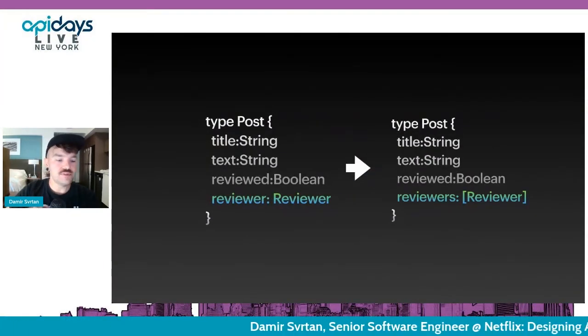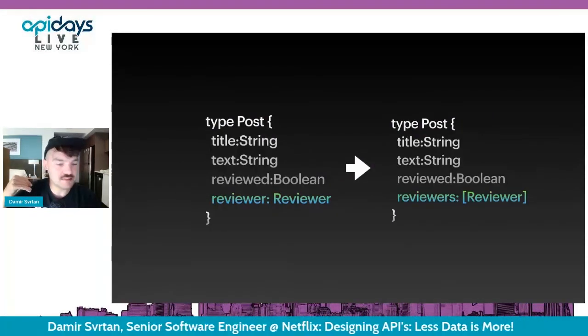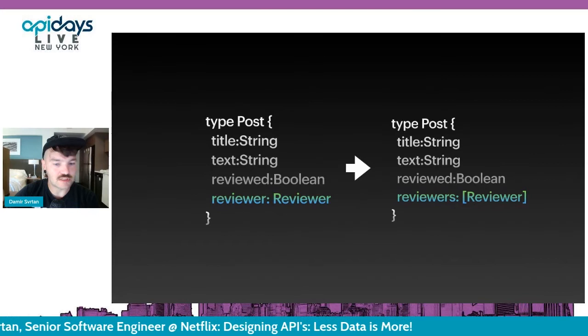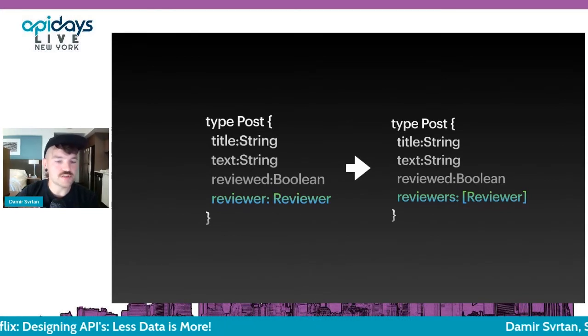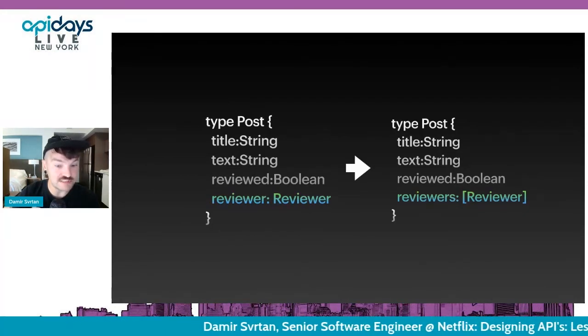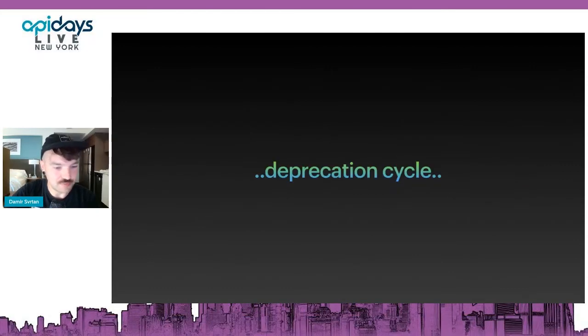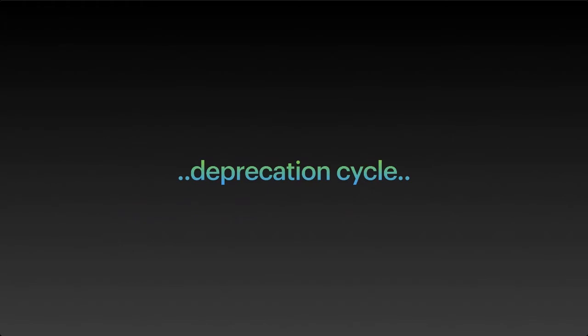And then what happens if we decide in the future to say, let's not only have a single reviewer, let's actually have a team of reviewers, or multiple reviewers, and let's expose them. So now all of a sudden, from not needing this field, we need to actually change it. And now we potentially need to do a breaking change and go through a deprecation cycle.